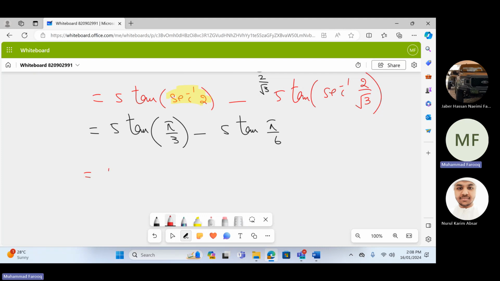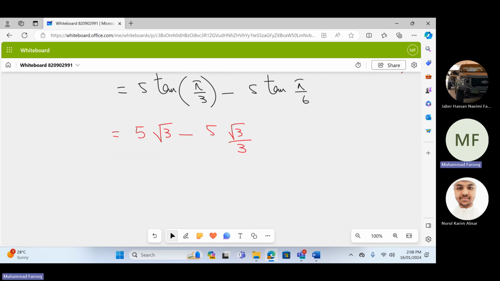Radical 3. So this is 5, and you told me this is radical 3. Be careful, it should be in radians. And minus 5. What's tan pi by 6? Radical 3 over 3. Okay. Now you can make the common denominator, please. So here we can multiply 3 and up also 3.